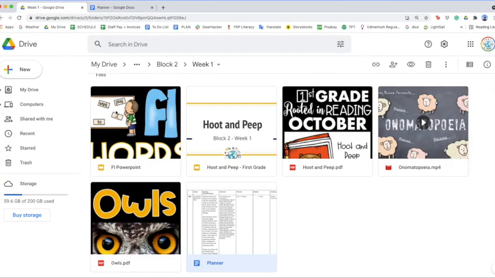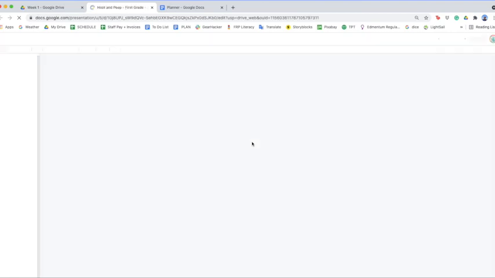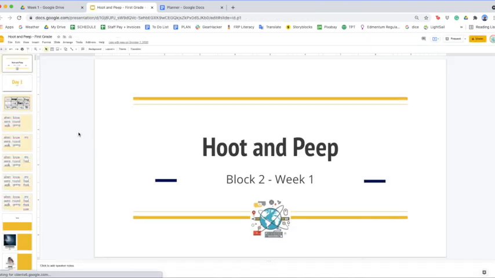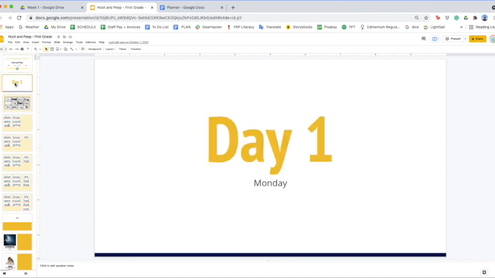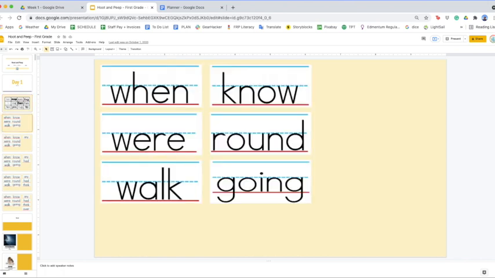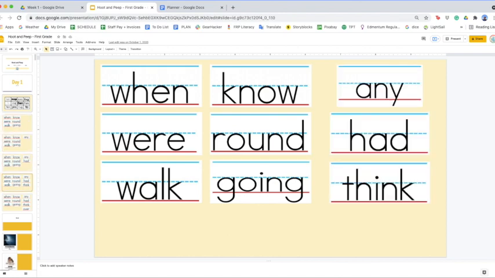Here we've got our PowerPoint, so everything is prepared for teaching online super well. Each day has its own section. Here would be some of the words that we would have practiced already, usually the week before, and sight words we've practiced the week before. So there's a lot of repetition to review and add new words. The new words we would read this week are any, had, think, and over, and there's practice for that.